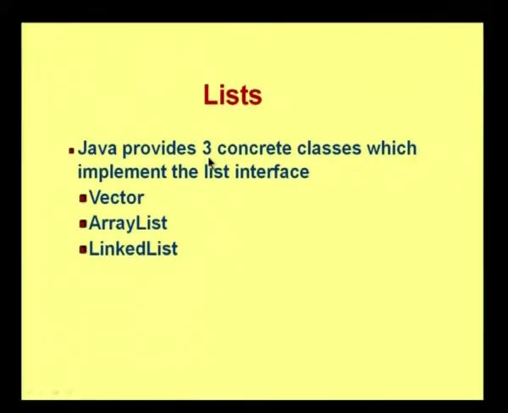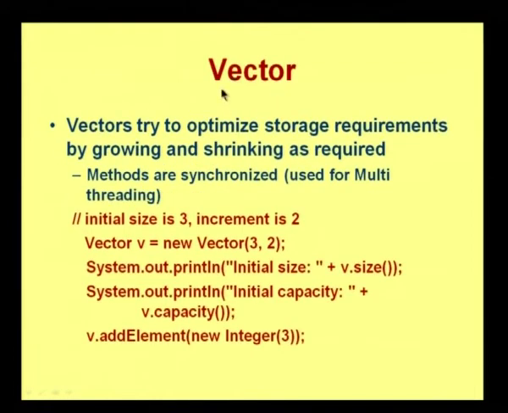So if I want to create a list, I can create the list as a linked list, array list or vector. We'll see what are all the various types of lists available. Java provides three concrete classes which implement the list interface: vector, array list and linked list. So first we look into what a vector is.